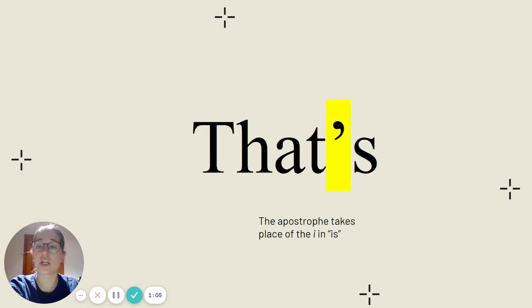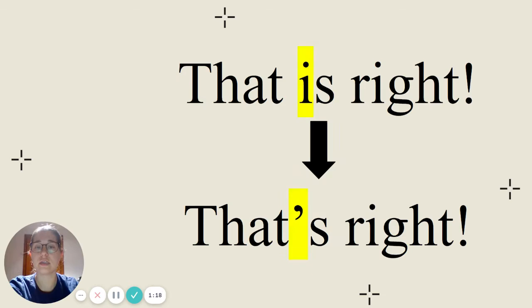So looking again at the word that's, T-H-A-T apostrophe S, the apostrophe here is taking the place of the I in is. So instead of saying that is nice, we would just say that's nice. We have our example, that is right. We're going to get rid of that I, and we would just say that's right. That apostrophe is taking the place of the I in is.